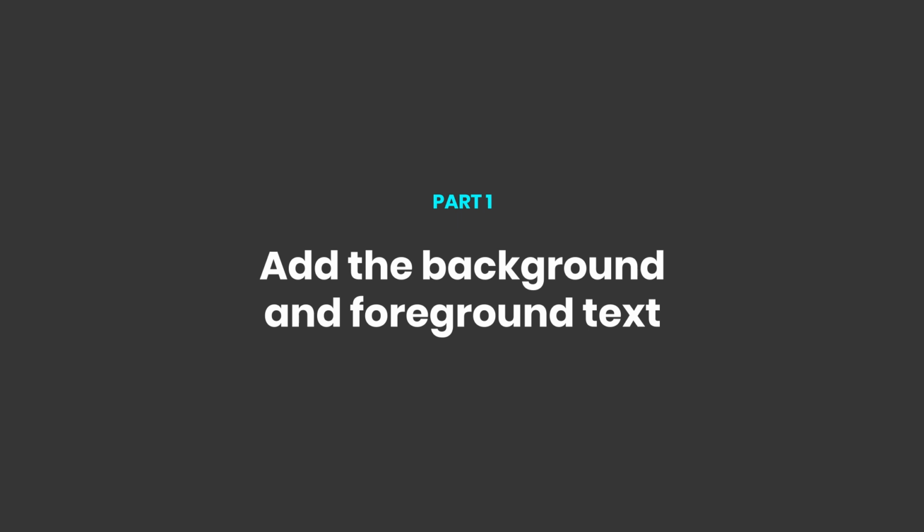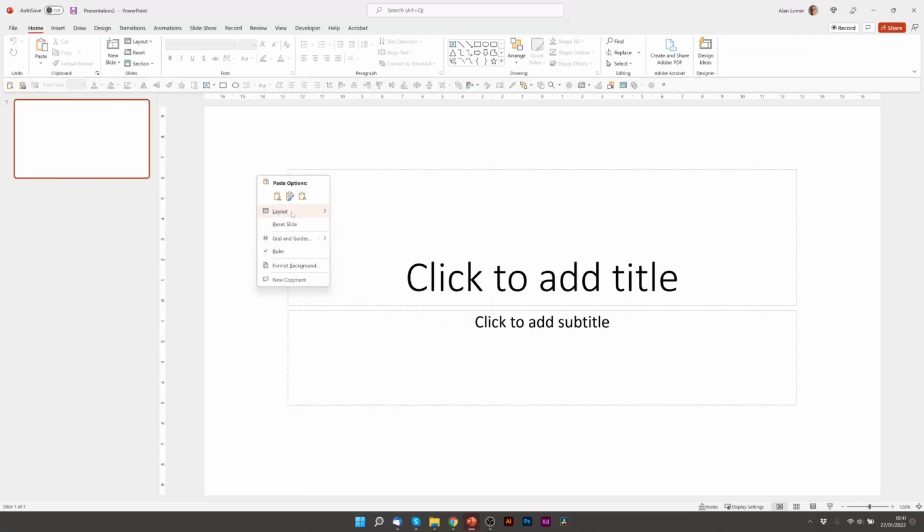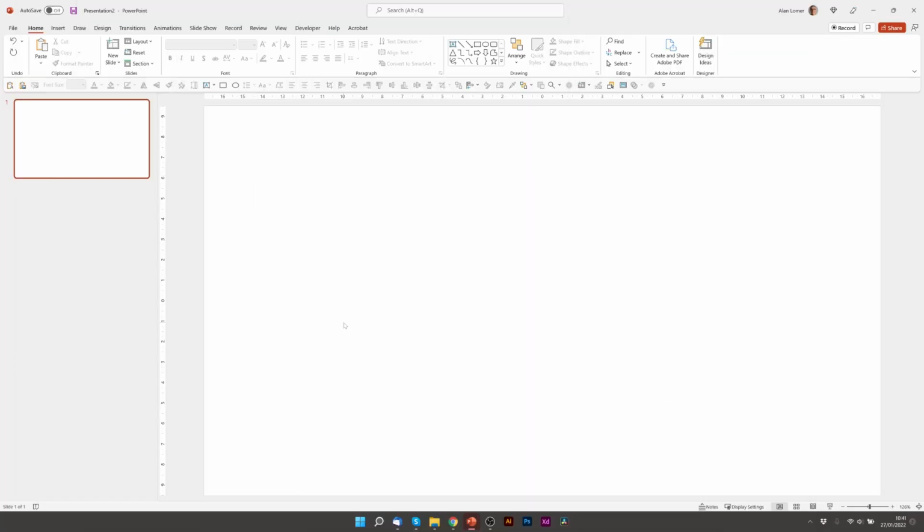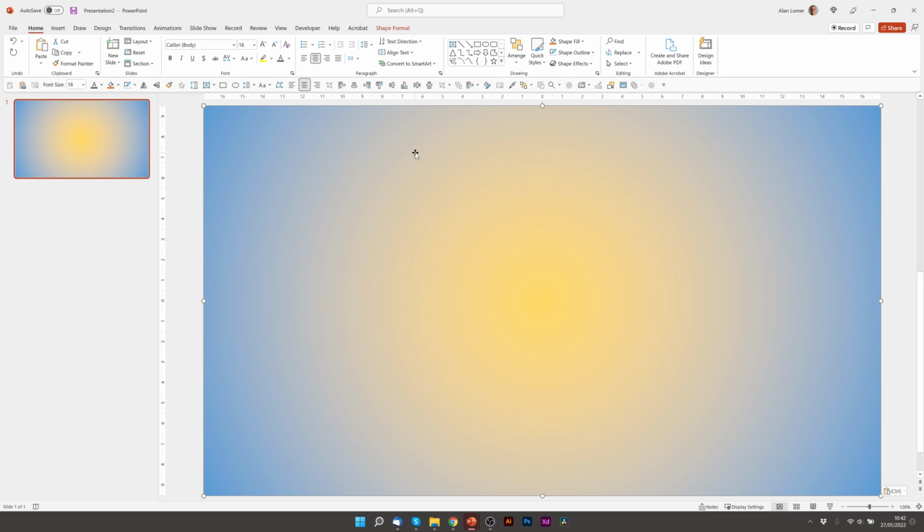As usual, the first thing we'll do is go for a blank presentation and choose layout blank. I'm going to paste in the gradient background I had just to save time. And now we can get started creating the 3D text.